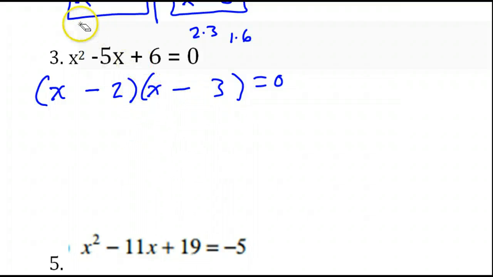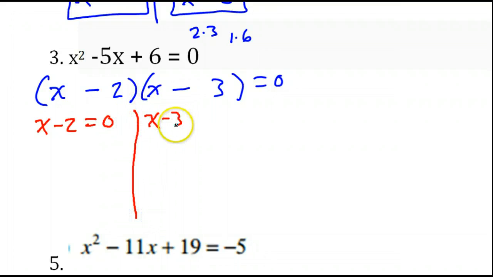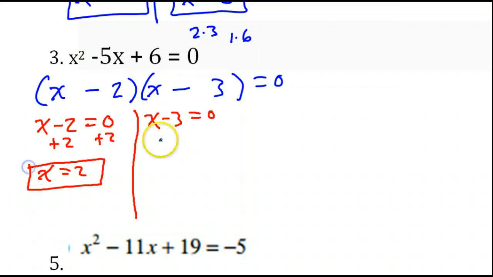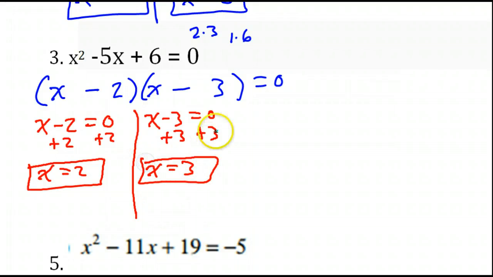Alright, but we don't stop here. Oh no! This is a solve problem. This is an equation. See that equal sign? That lets you know you need to keep going until you get x equals something. And we will get that by setting these equal to 0. So x minus 2 equals 0, and x minus 3 equals 0. Adding 2 to both sides gives me x equals 2. Adding 3 to both sides gives me x equals 3.